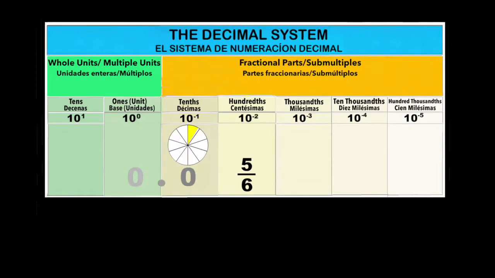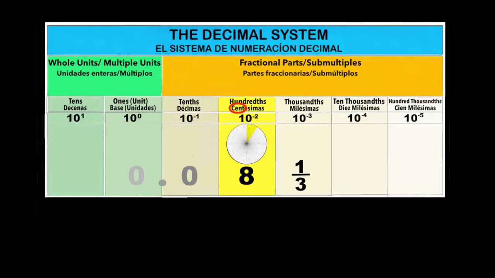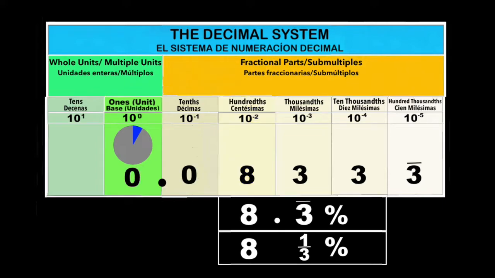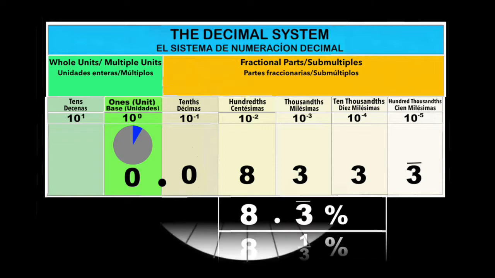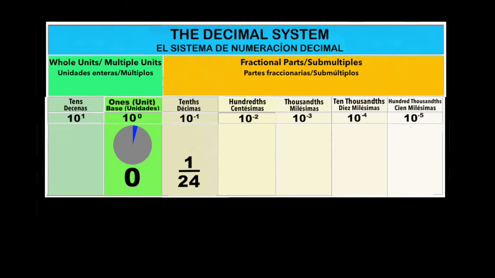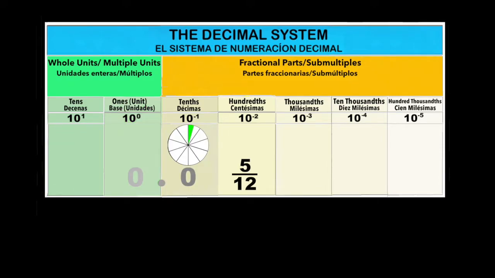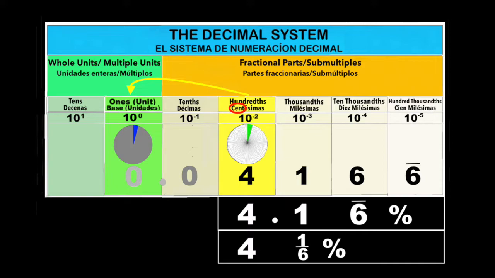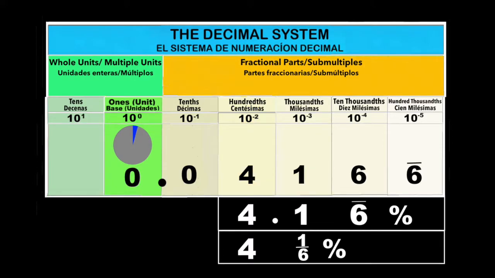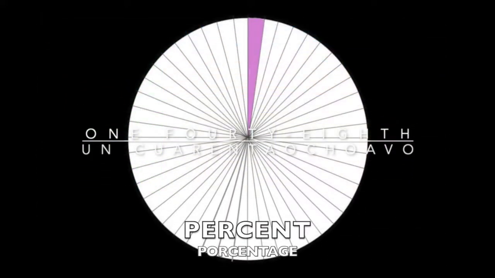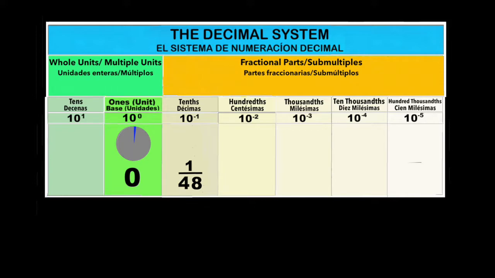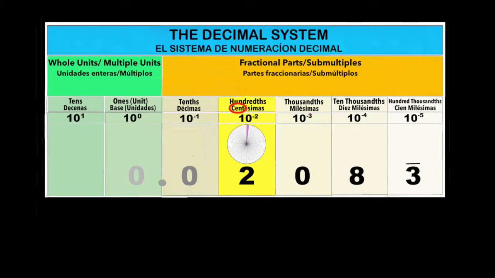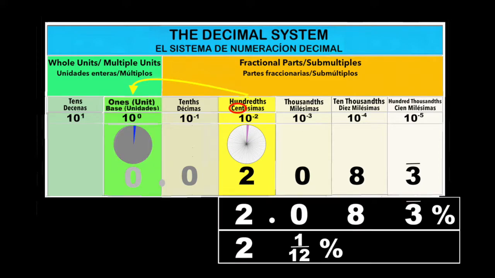1/12 of a unit, 5/6 tenths, 8 1/3 hundredths, 8 1/3%. 1/24 of a unit, 5/12 tenths, 4 1/6 hundredths, 4 1/6%. 1/48 of a unit, 5/24 tenths, 2 1/12 hundredths, 2 1/12%.